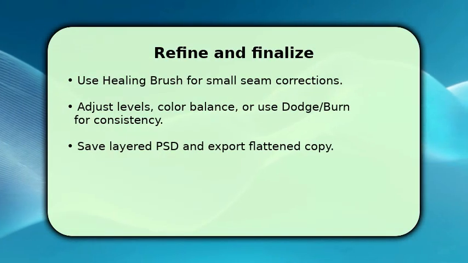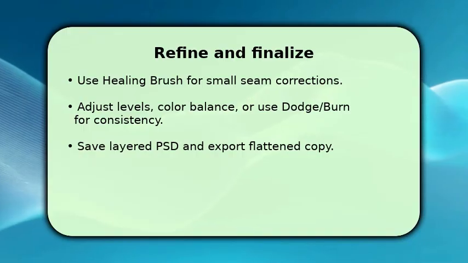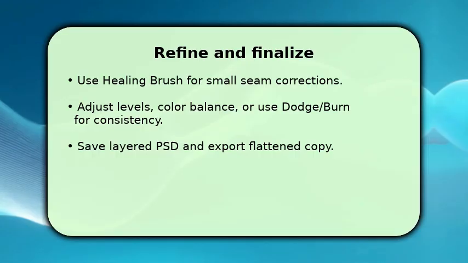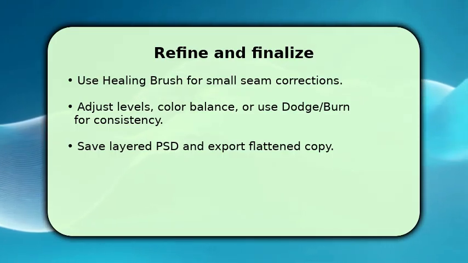To finish, refine seams with the spot healing or healing brush tools. Sample a nearby clean texture and paint over small mismatches so transitions read as continuous. Then adjust levels or curves and color balance slightly to match the repaired area to its surroundings. Use dodge and burn sparingly to match local light.